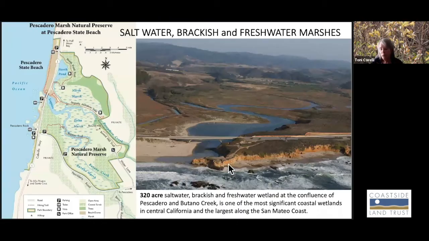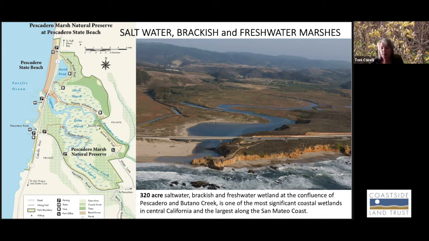Now we are moving along to our saltwater, brackish, and freshwater marshes along the San Mateo Coast. Pescadero Marsh Natural Preserve is our largest marsh along the San Mateo Coast, containing saltwater, brackish, and freshwater marshland in one place. Here is a map showing the trails that go through the marsh, a great place to see diverse habitat of plants and wildlife along these trails. Butano Trail, Sequoia Audubon Trail, North Pond Trail.